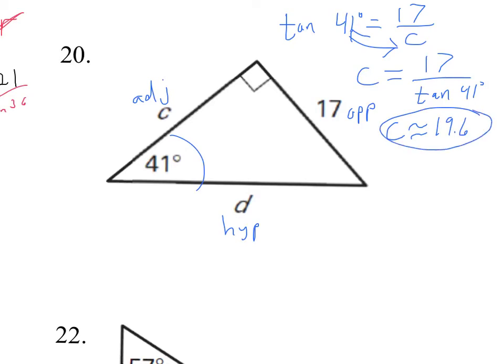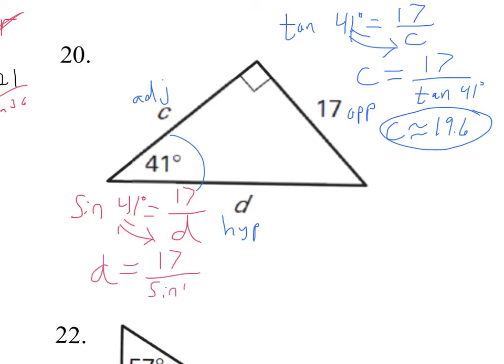Okay, so now I know what C is. Let's do D. And so if I do opposite and hypotenuse, that would be the sine function. So I'll do sine of 41 equals opposite over hypotenuse. Again, our variable is on the bottom of the fraction, so we're going to make this switch. D is going to equal 17 over sine of 41 degrees. And I'll type that in. And that equals 25.9. So D is approximately 25.9.